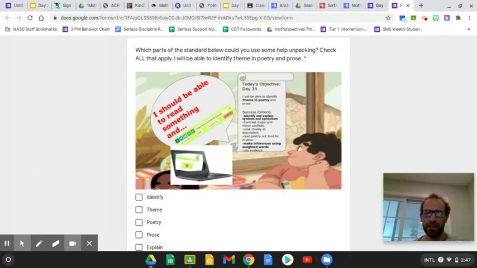All right. Check all that apply that you could use a little help unpacking or taking apart or analyzing. Well, the objective is I'll be able to identify theme in poetry and prose, and their success criteria. How do I know I can identify theme in poetry and prose? I can identify and explain symbols and symbolism. I can contrast major and minor conflicts. I can look closely at description. I can read poetry out loud for rhythm. I can make inferences using weighted words, and I can cite evidence.